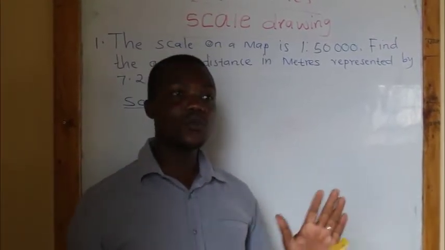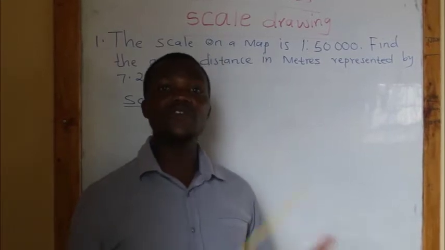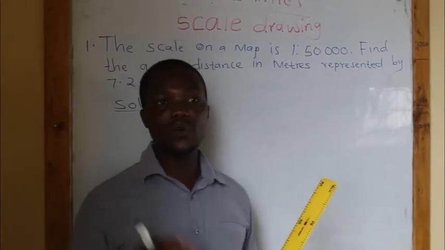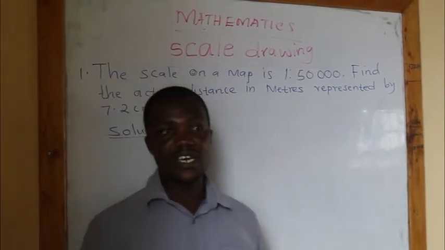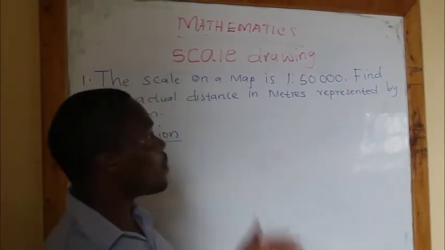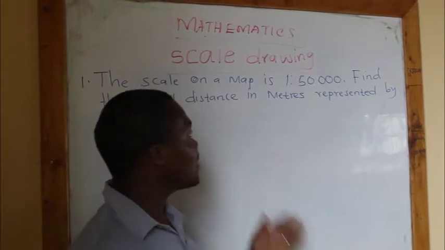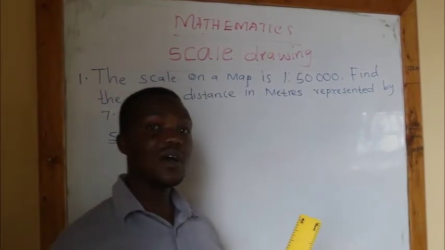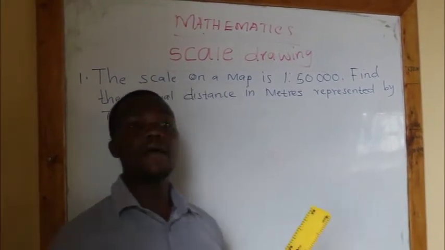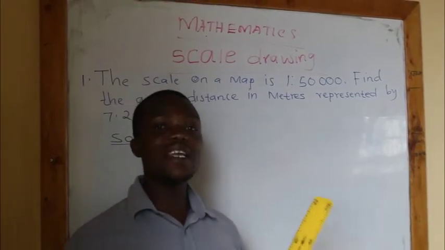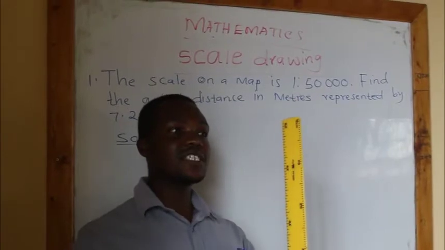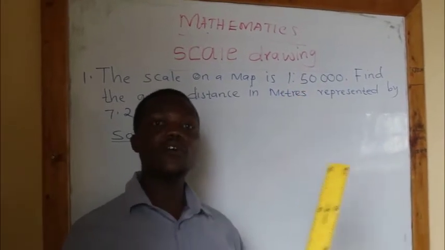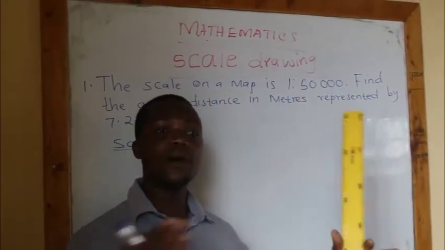I'm going to do 3 or 4 questions of different setups, and you'll be able to know how to approach such questions. I'm here now to make some approaches to our first question on scale drawing. One thing I want to put across is that a scale drawing is normally a representation of a place or a specific location, or a road. It can be a road on a map.